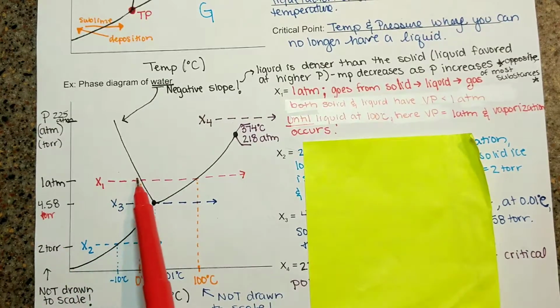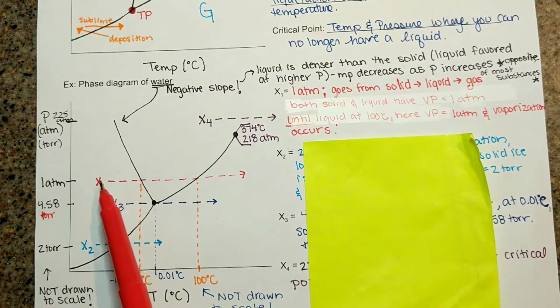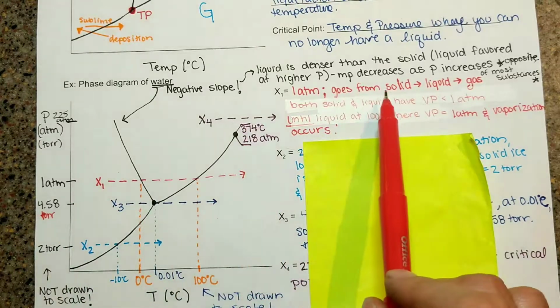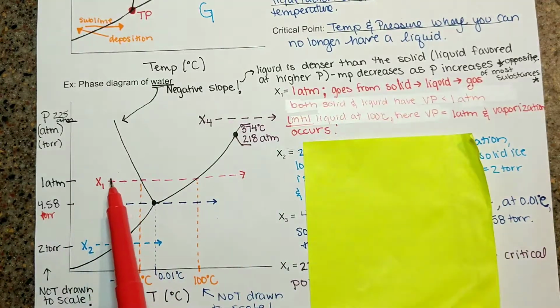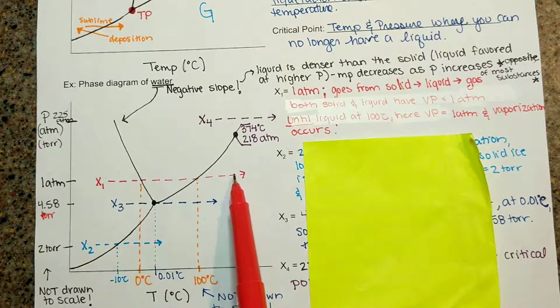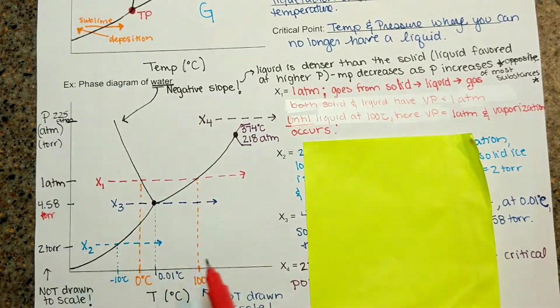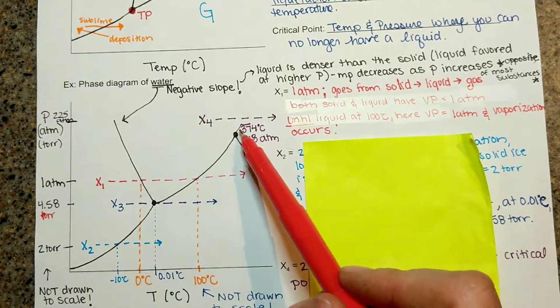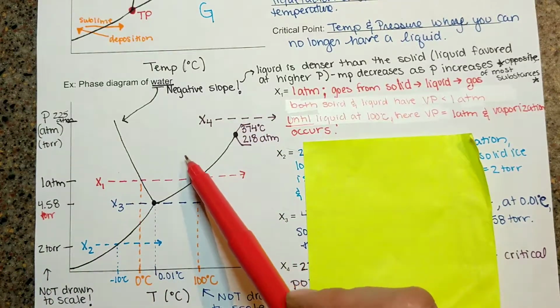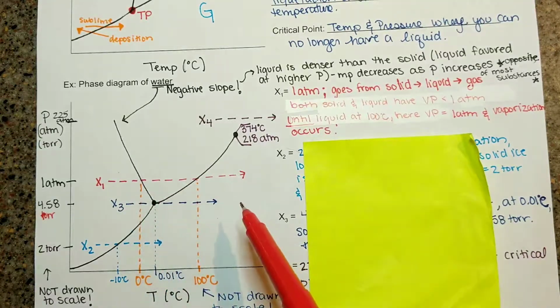So I'm starting down at negative degrees Celsius, and I'm going from a solid to a liquid to a gas. We're also going to talk about vapor pressure, which is something we haven't talked about with phase diagrams before. Vapor pressure exists in solids, liquids, and gases.